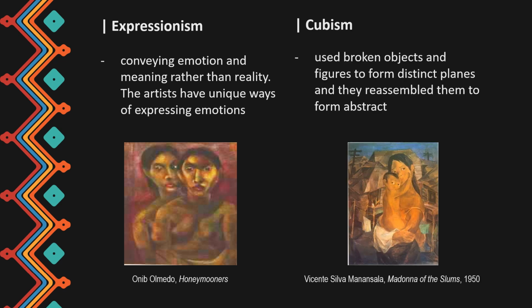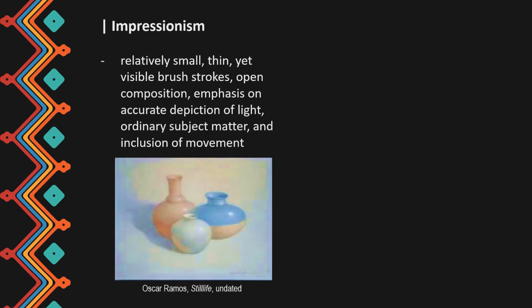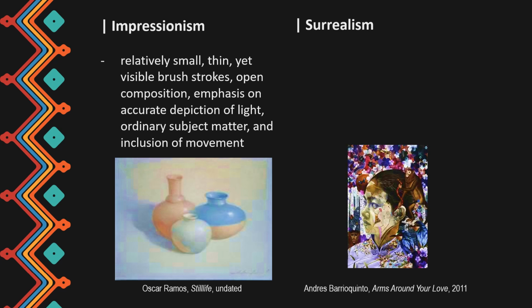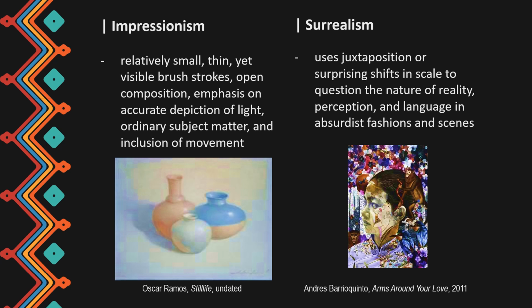Then Cubism uses broken objects and figures to form distinct planes, and they reassemble them to form abstract. Now we have Impressionism, which deals with relatively small, thin, yet visible brushstrokes, open composition, emphasis on accurate depiction of light, ordinary subject matter, and inclusion of movement. Followed by Surrealism, which uses juxtaposition or surprising shifts in scale to question the nature of reality, perception, and language in absurdist fashions and scenes.